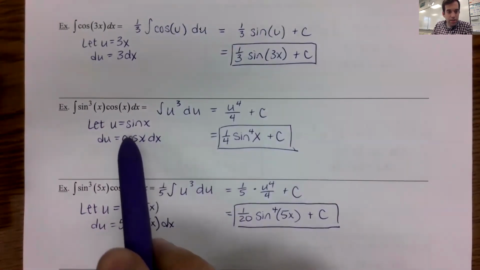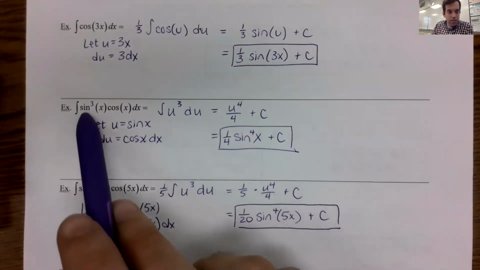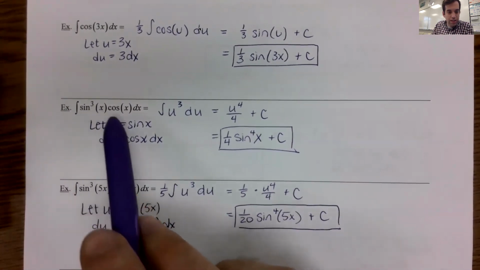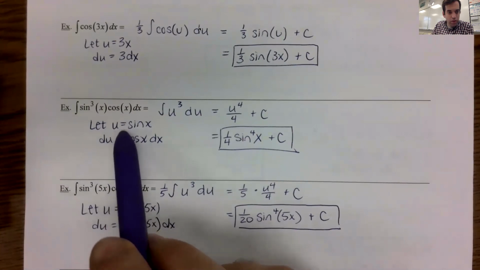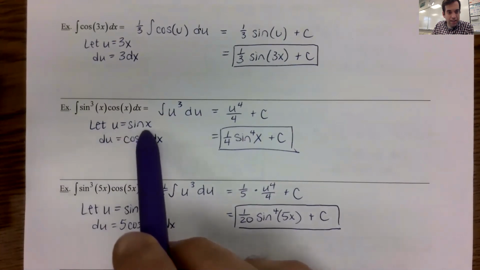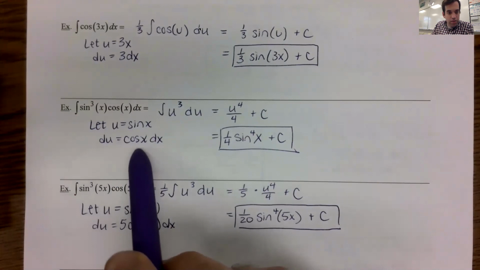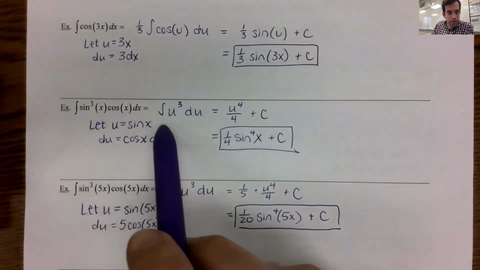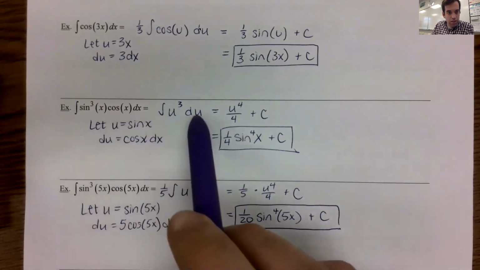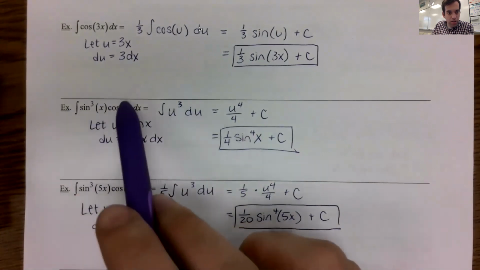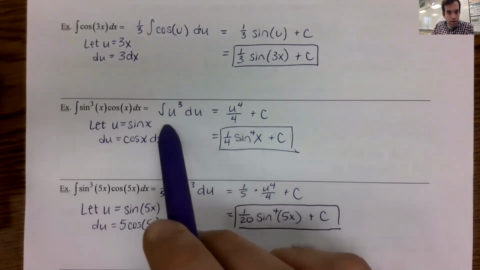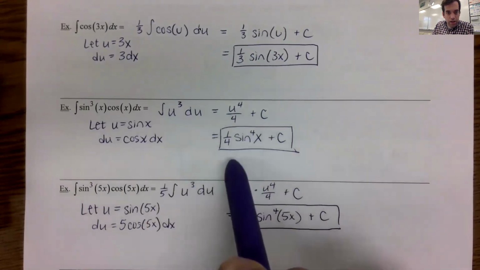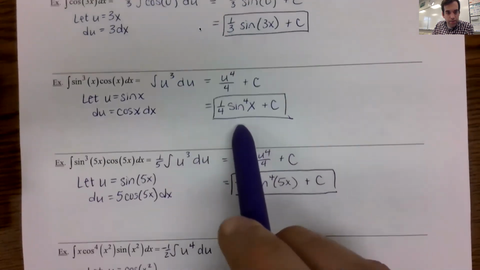All right, we can do the same thing in the next question. Since the sine x is the one that's cubed, that's going to be our u, is going to be the sine x. Lucky for us, the derivative is cosine x. So that means that when we plug this in here, cosine x dx becomes du. The sine x is what's cubed, so the u is now cubed. And we integrate and then plug back in sine x.